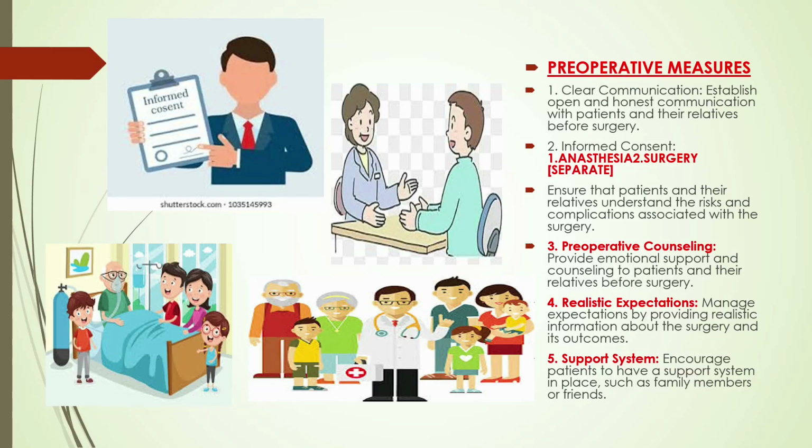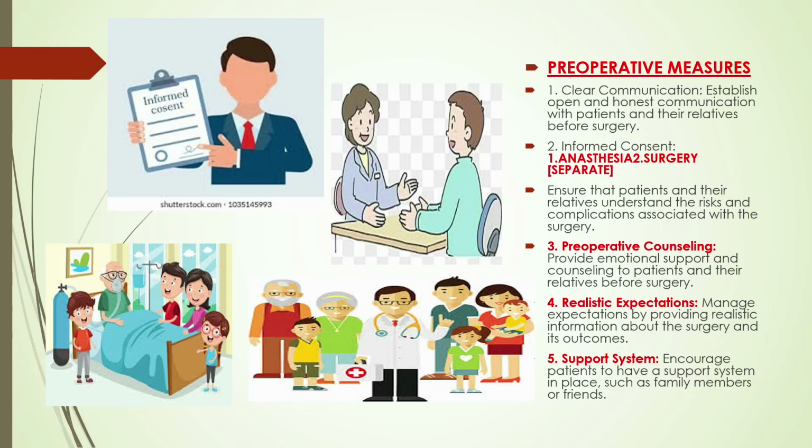Now, what pre-operative measures are to be taken? It includes very clear communication. Establish open and honest communication with the patient and their relatives before surgery. You must inform them in simple language what procedure you are doing, what the outcome of that procedure is, what anesthesia you are giving. Second, informed medico-legal, that is, informed consent.